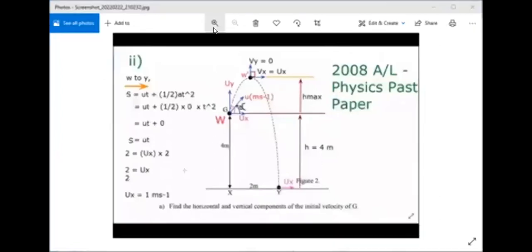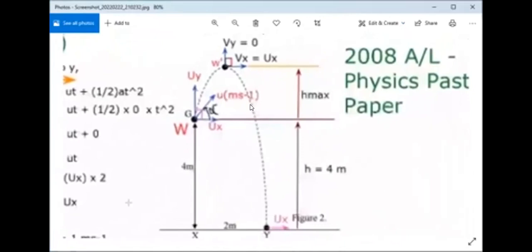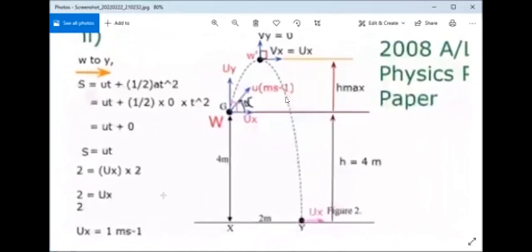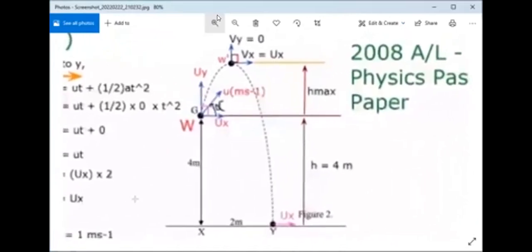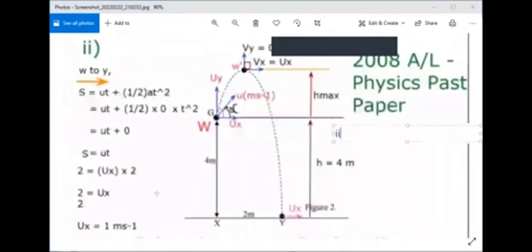I think you are able to see the diagram. This is the diagram that we were using. At the moment we were disconnected, that's why the video is somewhat not clear. So the question asks us to find the kinetic energy when the object reaches this W dash point, and the potential energy. First of all, let me find the kinetic energy. So we are answering Roman number 2.